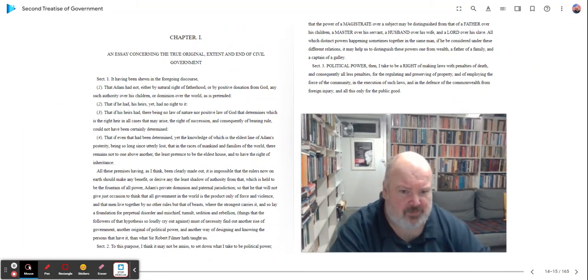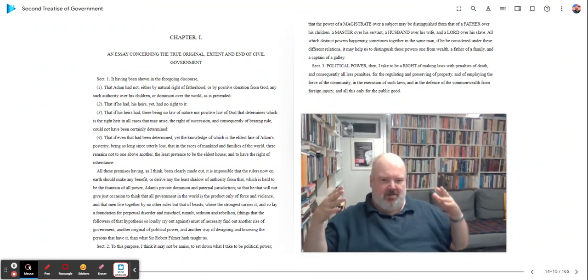He goes, political power then I take to be a right of making laws and penalties of death, and consequently of all lesser penalties, for the regulating and preserving of property, and for employing the force of the community in the execution of such laws, in the defense of the commonwealth. This is again the commonwealth of community, the political form of this community, from a foreign injury, and all of this only for the public good. In other words, done for the public good, the common. By public means the good of the whole, everyone shared.